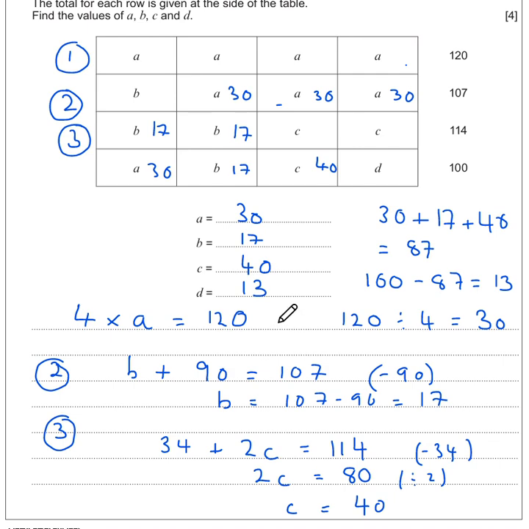So D is 13. In an exam, obviously, it's good just to check that these values all work. So for row number 1, 30 plus 30 plus 30 plus 30, check that that adds up to 120. And so on for all the other rows.